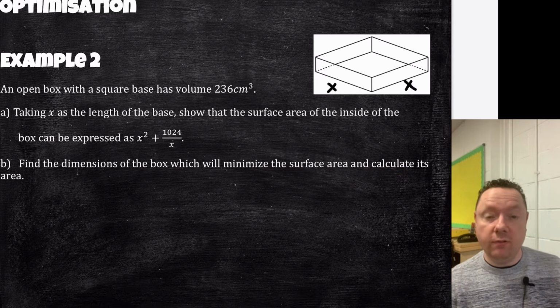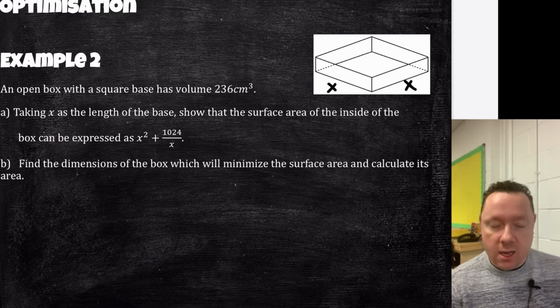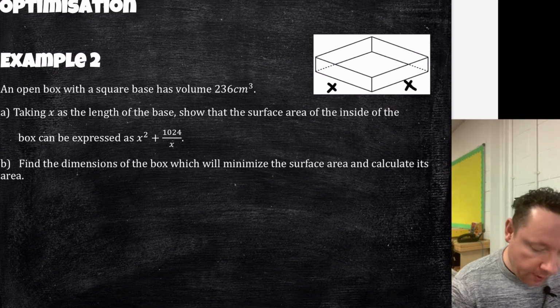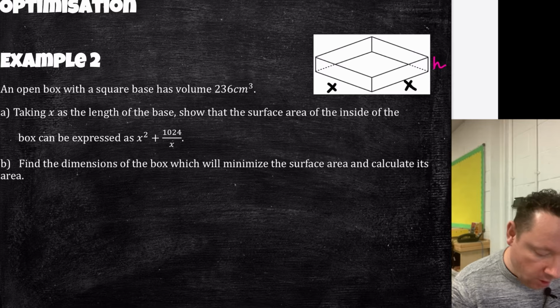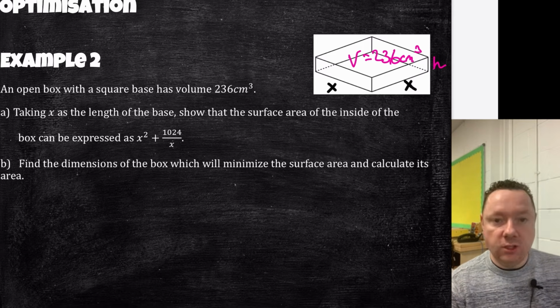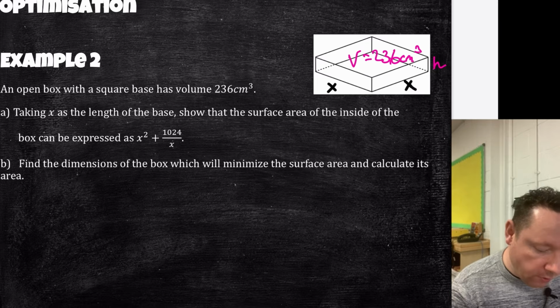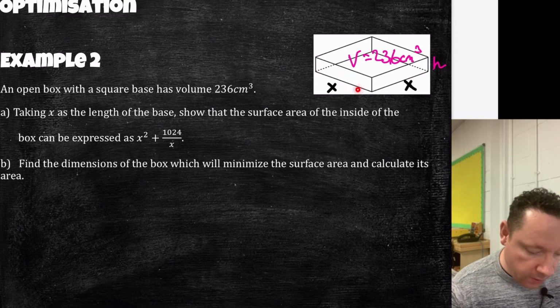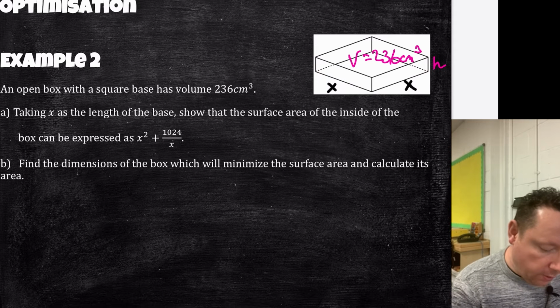So part A is often like the hard part, try to find that formula, but let's see how we get on. So we've got x by x on the box. We don't know anything about its height, so we can just call its height h, but we do know that the volume is equal to 236 centimetres cubed. So let's start off by looking at the surface area. So looking at the surface area of the box, it'll be x times x, which is x squared for the base. So we can write that down.